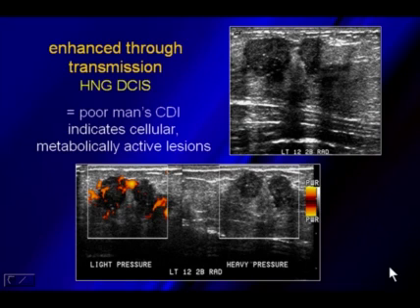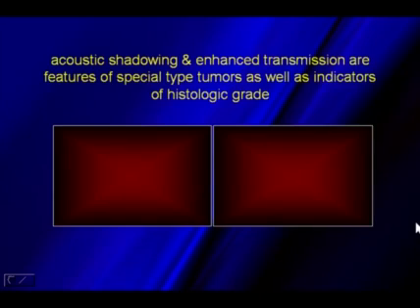One other thing to note is anytime you're looking for the presence of blood flow in a lesion, you want to make sure that you scan with very light pressure. Scanning with light pressure is when we will see flow. If you're scanning with heavy pressure, you can temporarily ablate all the flow. So anytime you're looking for the presence of blood flow, make sure you scan with very light pressure.